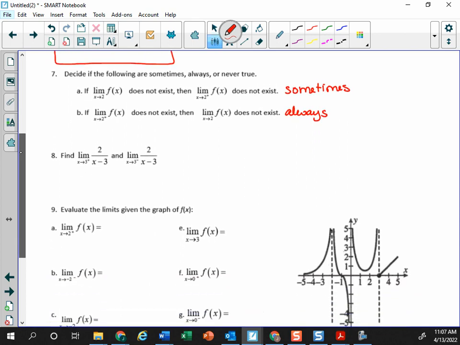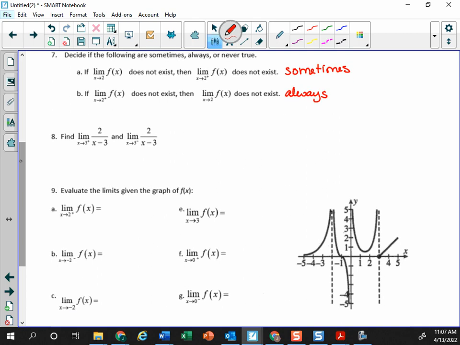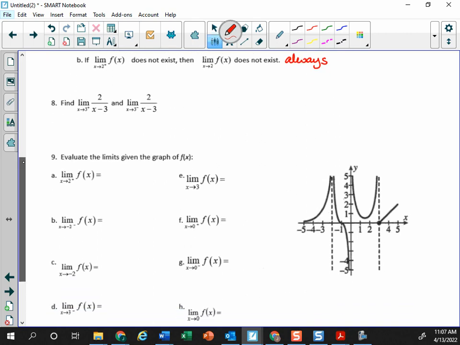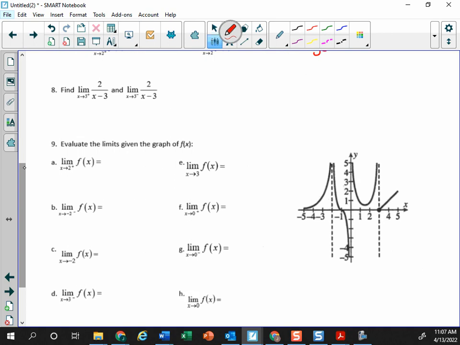We okay with this? All right, number 8. So we're going to find the limit as x approaches 3 from the right and 3 from the left for this equation, 2 over x minus 3. What does this graph look like? It's got an asymptote. Where is the asymptote? 3. Okay, we got a vertical asymptote at 3.